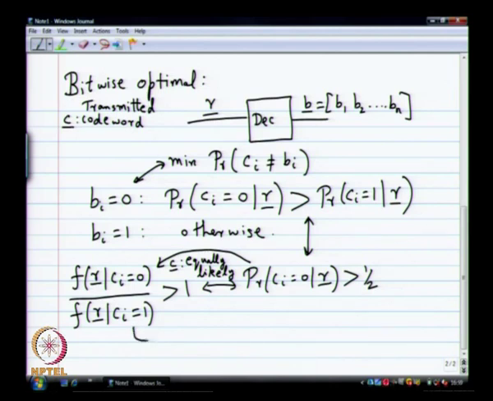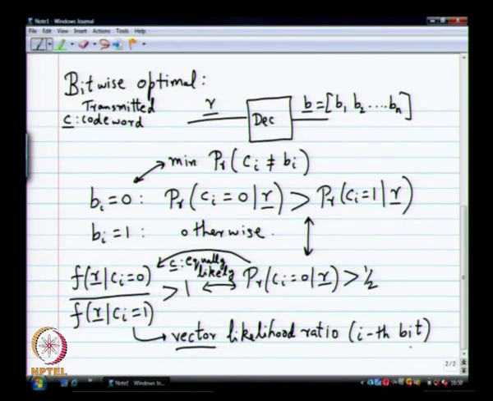This was the vector likelihood ratio for the ith bit. Okay, so vector, because we are looking at the entire vector R, this is the likelihood ratio for the ith bit, because it is Ci. Okay. So, I think this is pretty much where we stopped in the last lecture. So, this is a good point to continue once again.